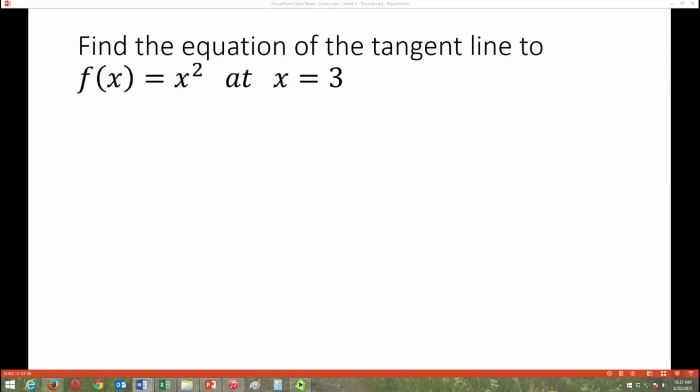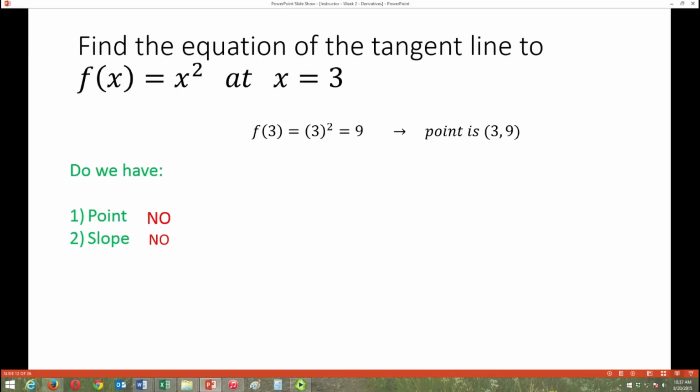Let's expand our concept now. Find the equation of the tangent line to f of x equals x squared at x equals 3. We want to find an equation for a line. We ask ourselves, do we have a point? No. And do we have a slope? No. We are given the x value, and we can plug into the function to get a y value. f of 3 equals 3 squared, which is 9. This is the point, 3, 9.